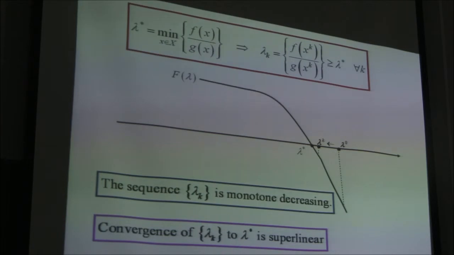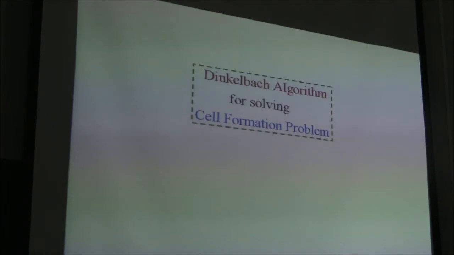We will see that the problem we want to solve, the objective function includes a ratio of two functions. Okay, so that's why we turn to the Dinkelbach procedure to deal with it. So let's move to see how we are able to solve the cell formation problem with small size, exactly with the Dinkelbach algorithm.